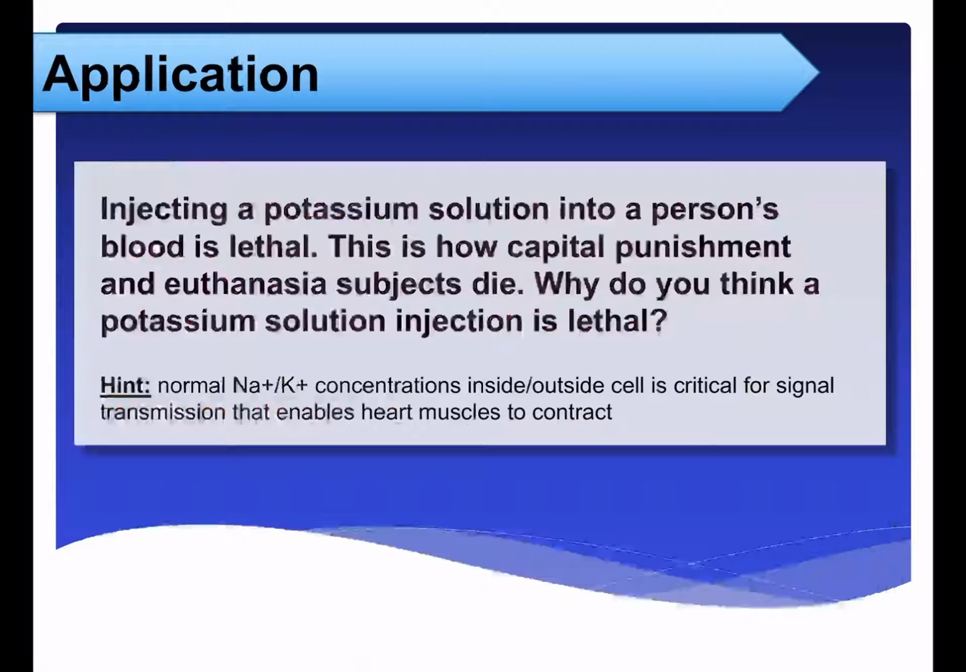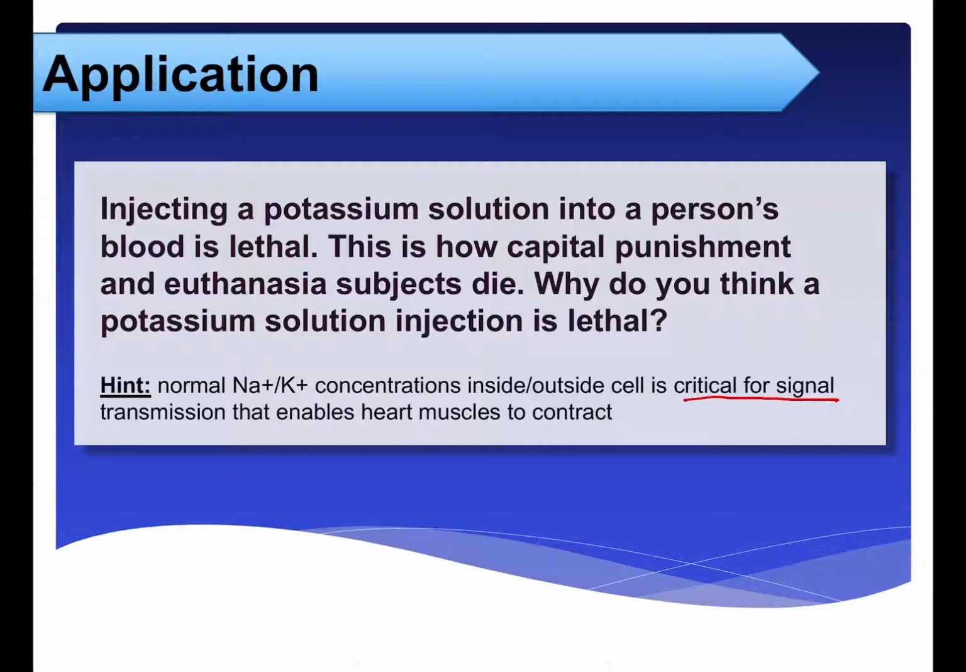Injecting a potassium solution into a person's blood is lethal. This is how capital punishment and euthanasia subjects die. Why do you think a potassium solution injection is lethal? The hint is, think about how the normal sodium potassium concentration inside and outside of the cell is critical for signal transmission that enables heart muscles to contract. So, why do you think this is lethal? Take a few moments.